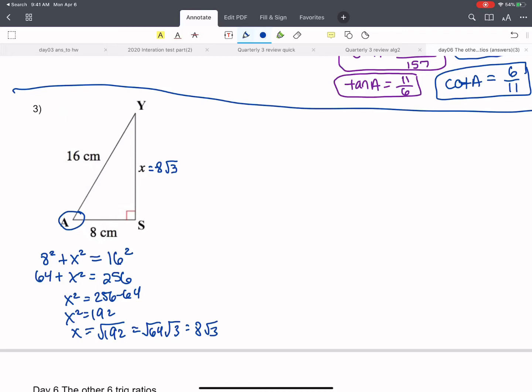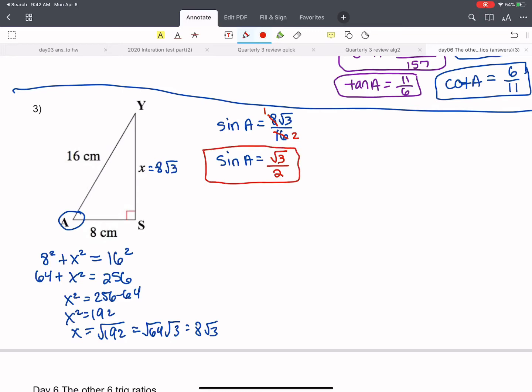But let's get these. Sine of now A. You're going to need to know that it's opposite over hypotenuse. So that will be 8 radical 3 over 16. The hypotenuse is 16. So sine of A can be simplified. How nicely, 8 can go into that once, and 8 can go into that twice. So that's radical 3 over 2.